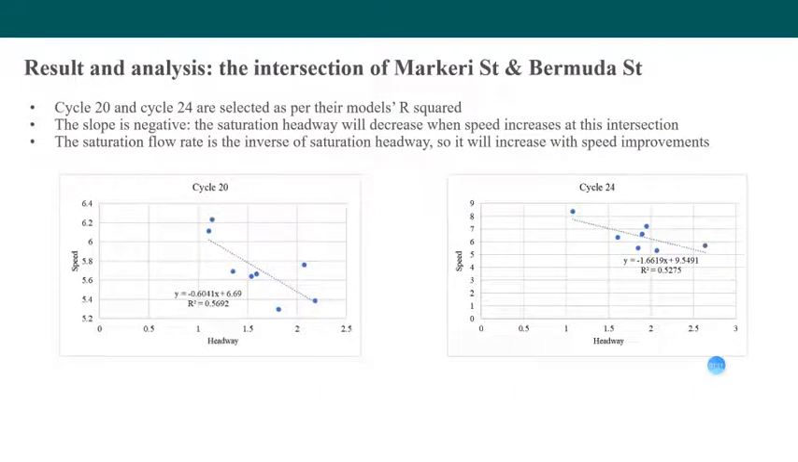So here are the results. For the intersection of Macri and Bermuda, we use the data in cycle 20 and cycle 24 for the model estimation because they have the highest coefficients of determination. The results are shown in the two figures. The slope of the relationship between speed and headway is negative. That means the saturated headway decreased when speed increased at this intersection. The saturated flow rate is the inverse of saturated headway, so it will increase with the speed improvement as well.